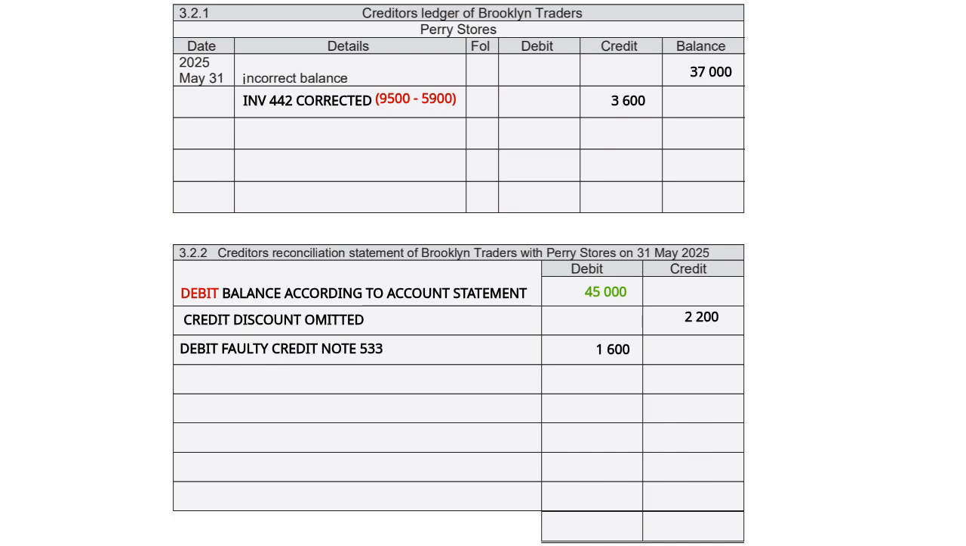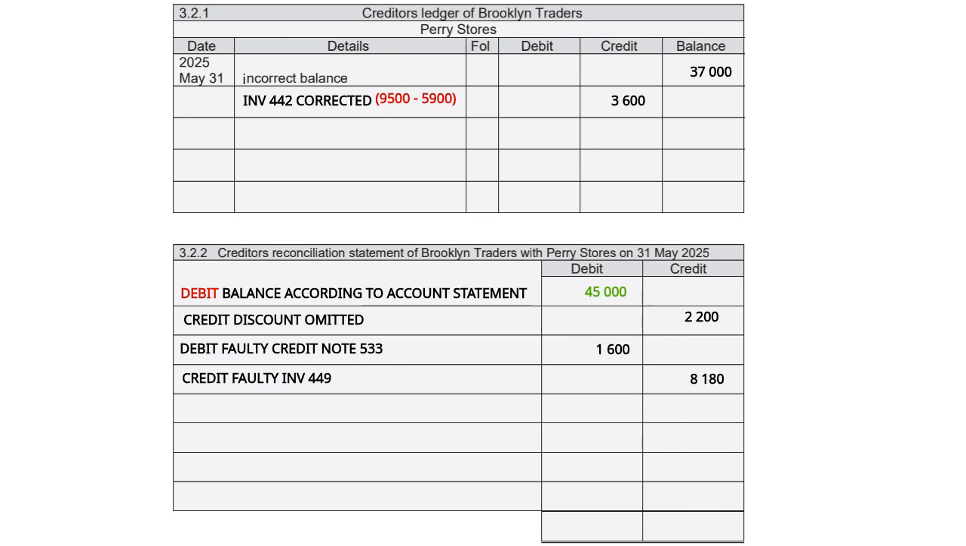Then number D, invoice 449 on the 22nd of May was an error by Perry Stores on the account. The inventory was sold to Brooklyn Suppliers and not to Brooklyn Traders. So once again, we have to go to our creditors reconciliation statement. We are going to say credit faulty invoice 449. And in the credit column, we are going to put 8,180.